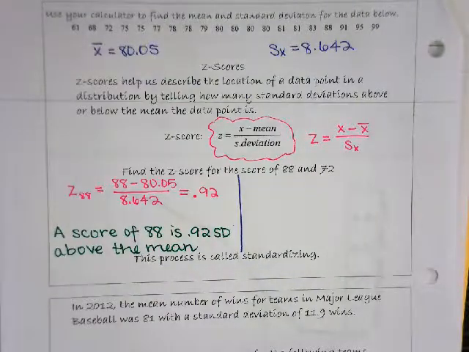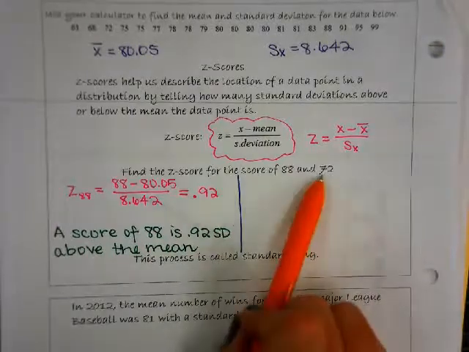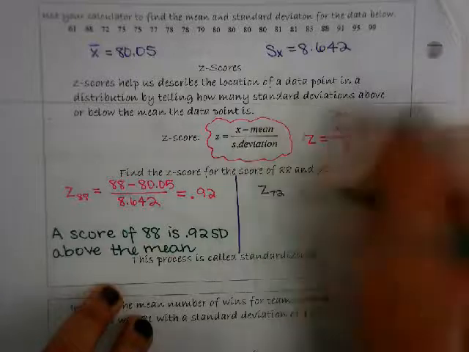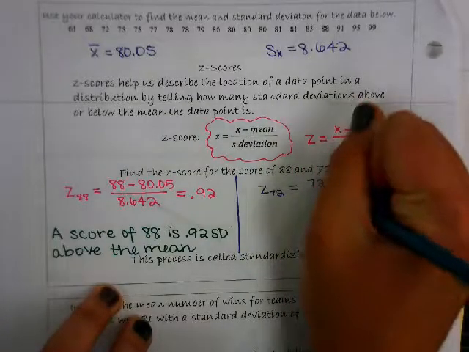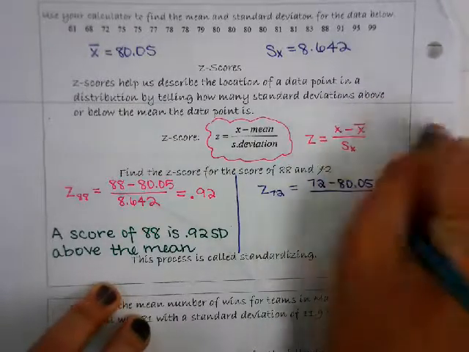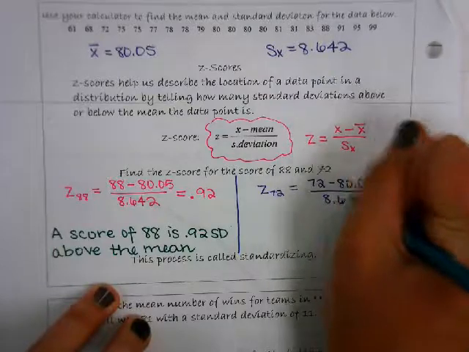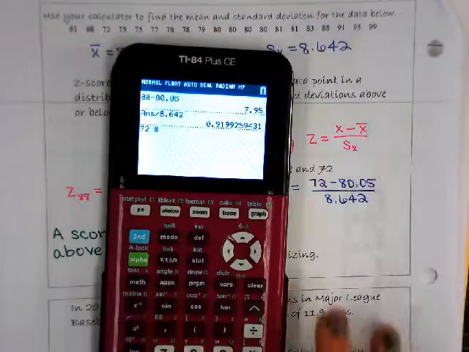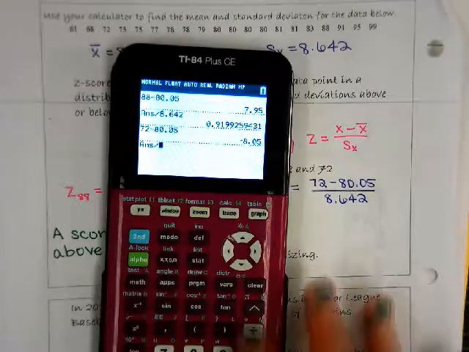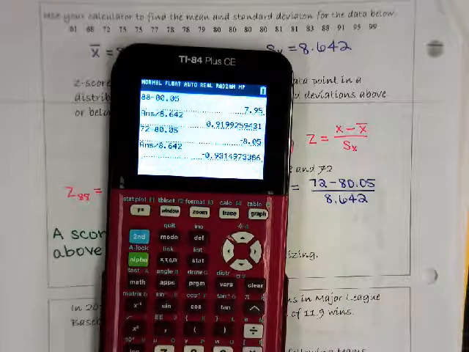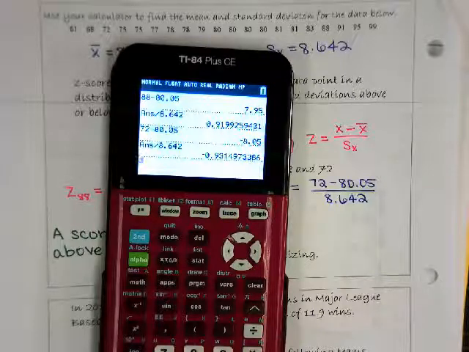Then we're going to find a z-score for a score of 72. Again, I'm going to use this subscript. So this time we have 72 minus 80.05. We're going to divide by 8.642. And this time I get negative 0.931.